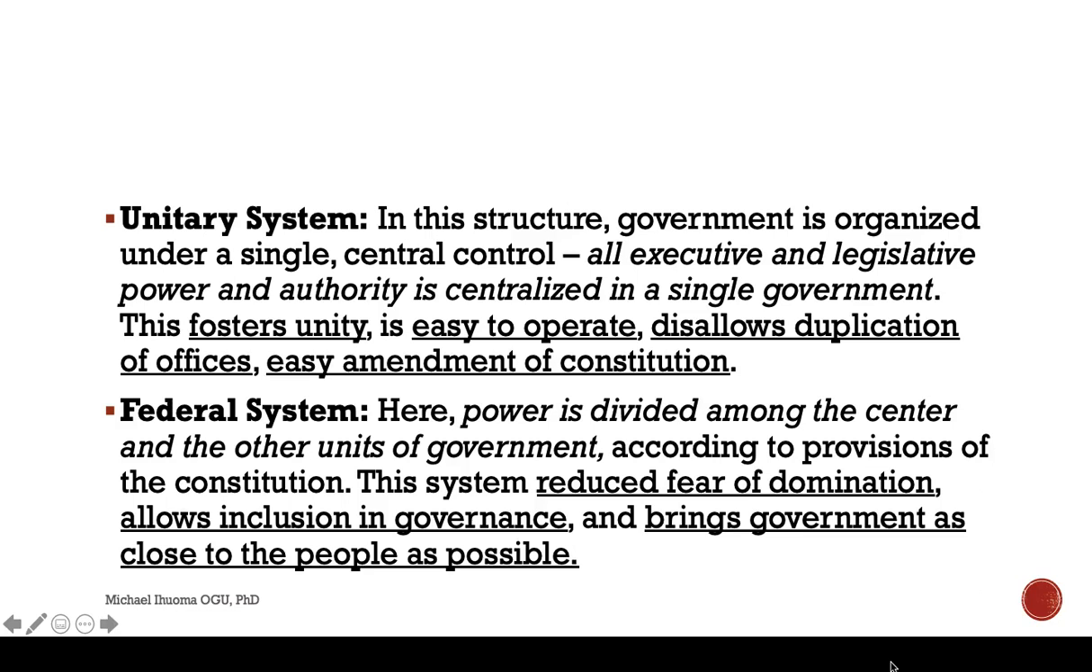And of course, more people are included in governance, because since government power is distributed or divided down the line to the grassroots, it means that more people get involved in the process of governance. So these are some of the advantages of the federal system, as opposed to the unitary system. And of course, the federal system also has disadvantages. In fact, some might even argue that the advantages of the federal are disadvantages of the unitary, and the advantages of the unitary structure are the disadvantages of the federal. So they are more or less two sides of the same coin.